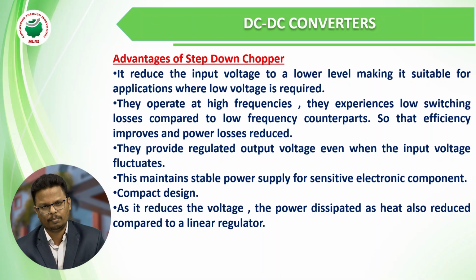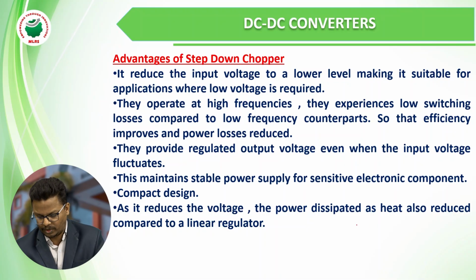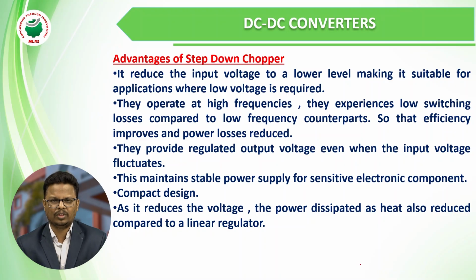We are using a power electronic device, and as it reduces the voltage, the power dissipated as heat is also reduced compared to the linear regulators. With other regulating methods, we get more heat losses compared to our DC to DC converter. Okay, so these are some advantages of the step down chopper.